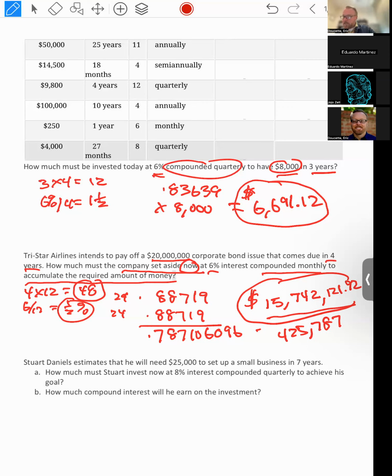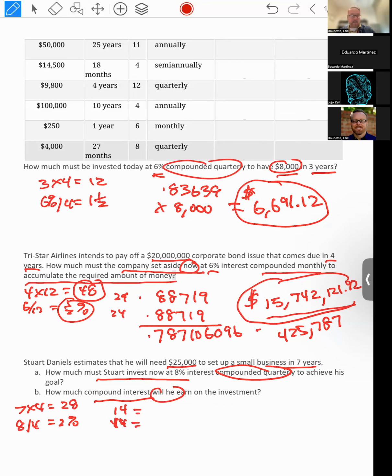Last one. Stuart Daniels estimates he needs $25,000 to set up a business in 7 years. How much must Stuart invest now? How much compound interest will he earn? It's kind of the same problems that we've been doing. So 7 years compounded quarterly. So 7 times 4 equals, what do we say? 28. Again, we have the same problem here with not enough periods on the chart. 8% divided by 4 equals 2%. So we're going to do 14 at 2%.